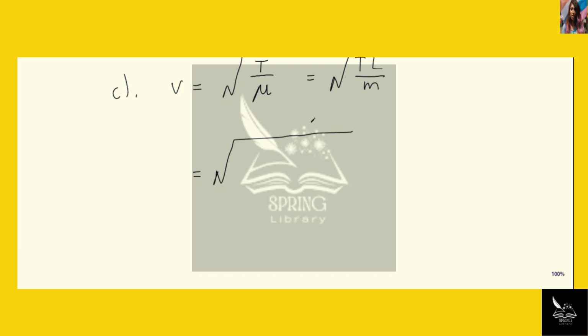So that's the square root. The tension we calculated to be 39.2 newtons. And the length we also calculated to be 0.892 meters. The mass of the cord is 5 times 10 to the minus 3 kg. And hence we get a speed of the wave to be 83.6 meters per second.